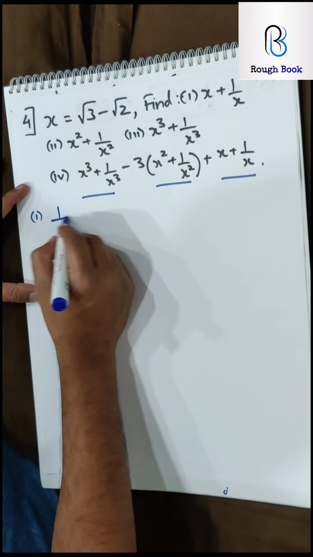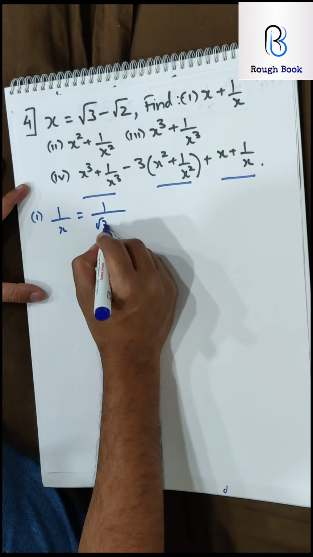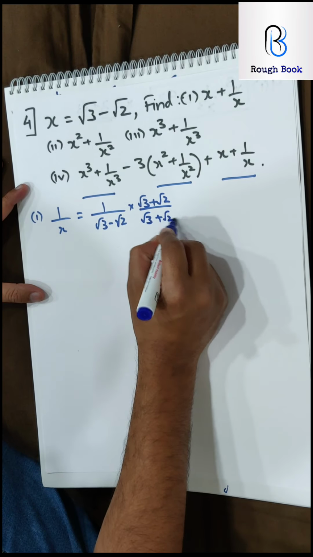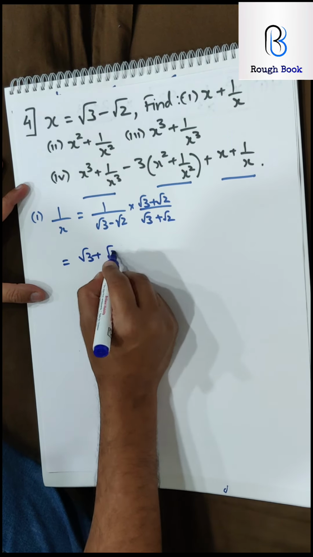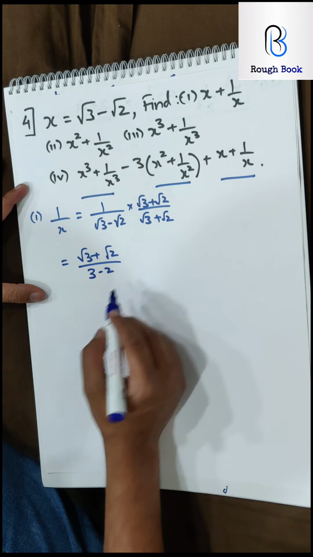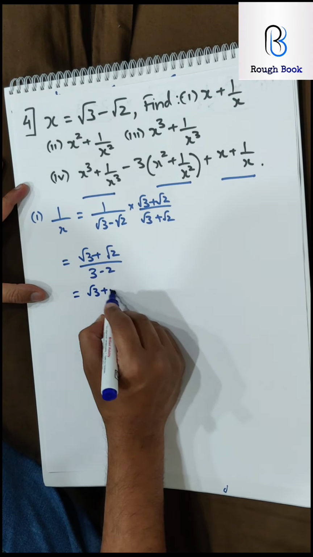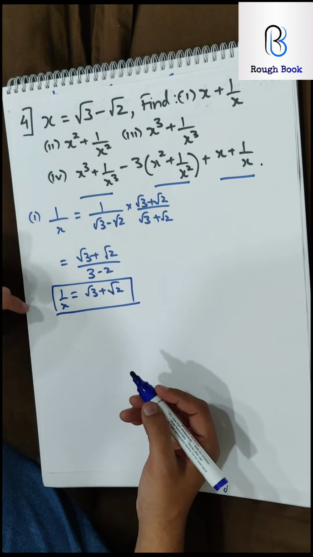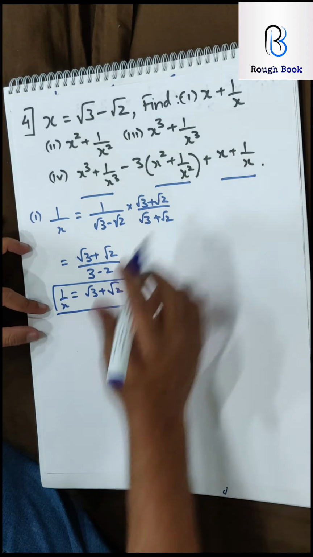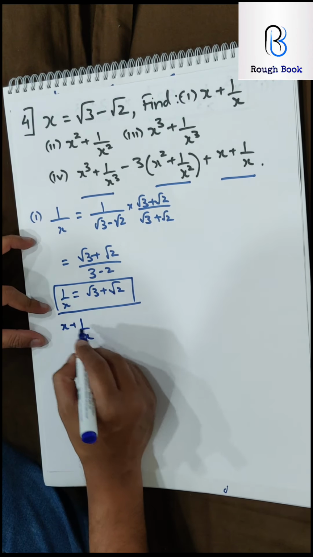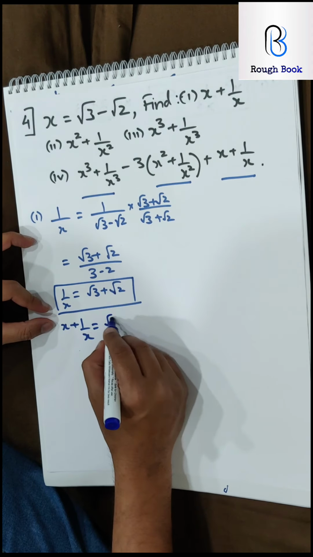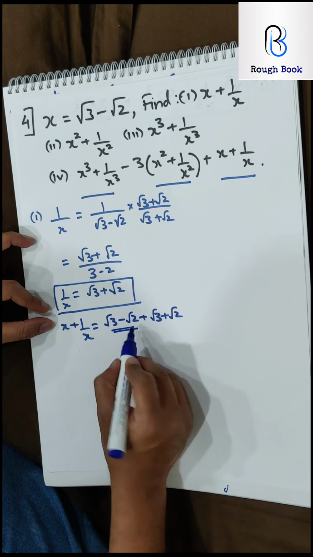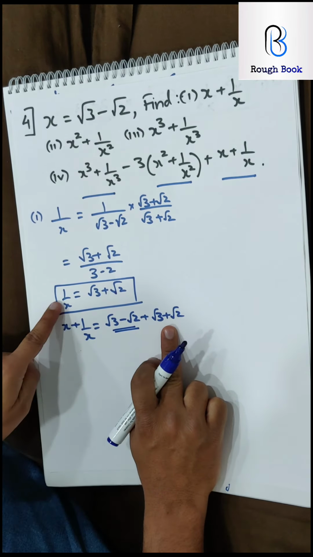Alright, so x is root 3 minus root 2, and 1 by x is 1 by root 3 minus root 2, and I shall rationalize it. So when I rationalize, the denominator stays as it is, the numerator will be 3 minus 2. So I will get root 3 plus root 2 as 1 by x. Yeah, upon 1 you need not write. So I got my half part of the first one. So the full part would be x plus 1 by x. So my x is root 3 minus root 2, and 1 by x is root 3 plus root 2.